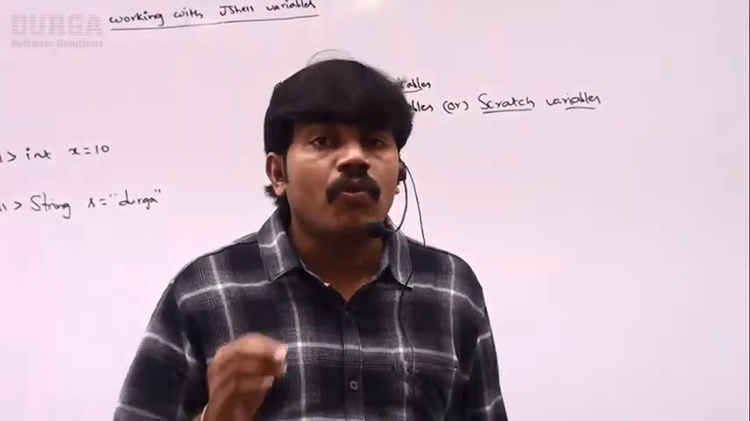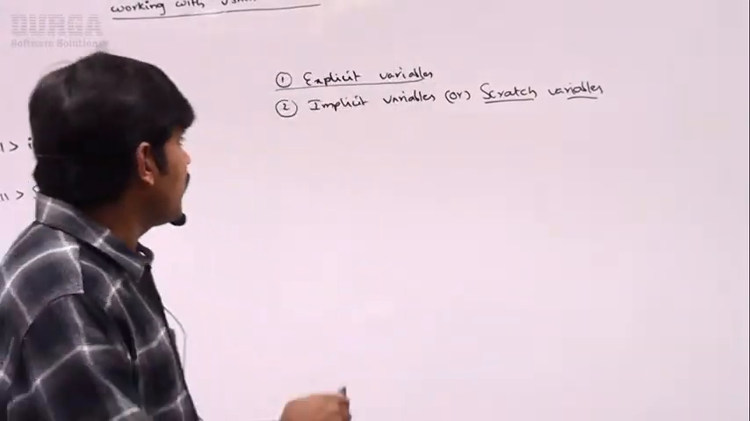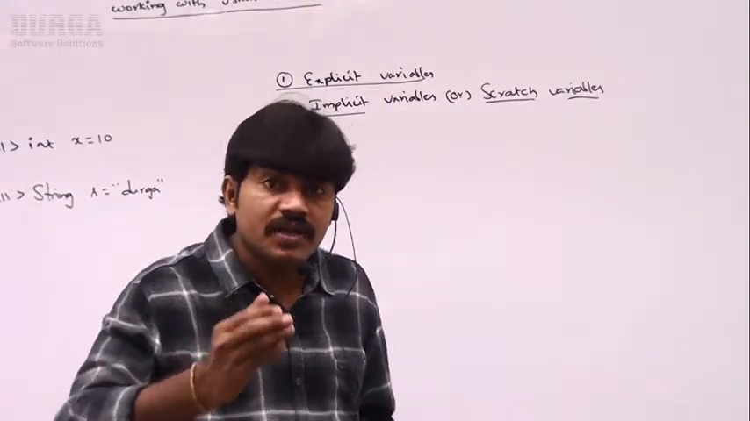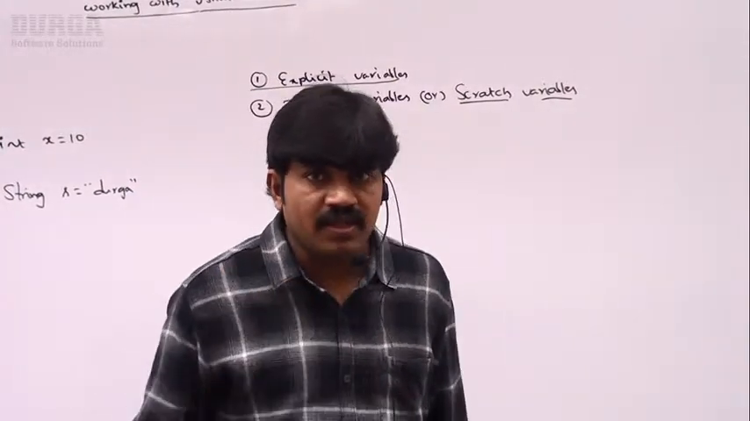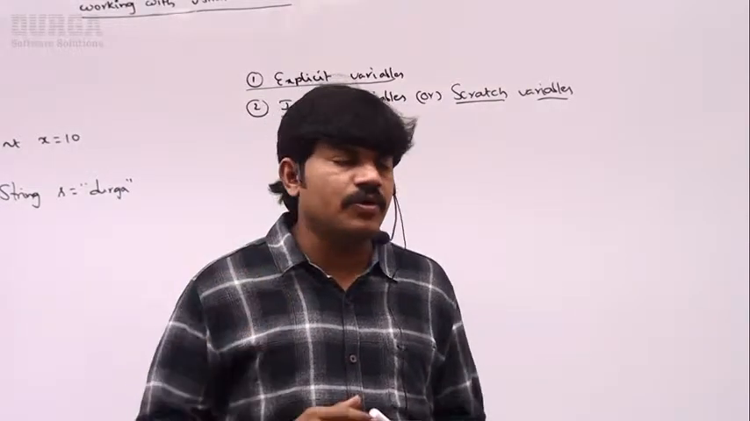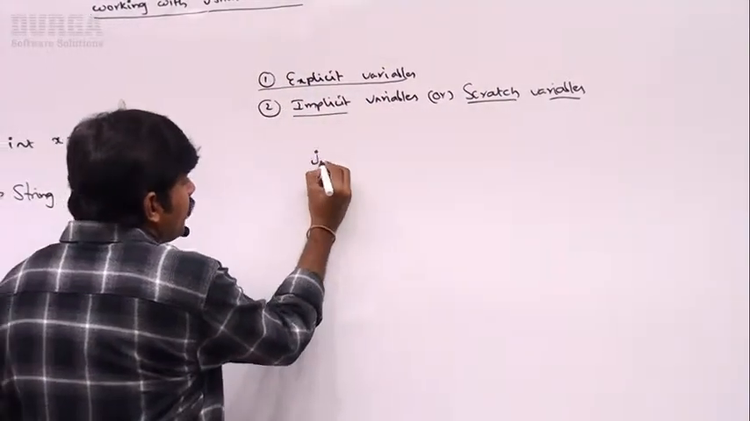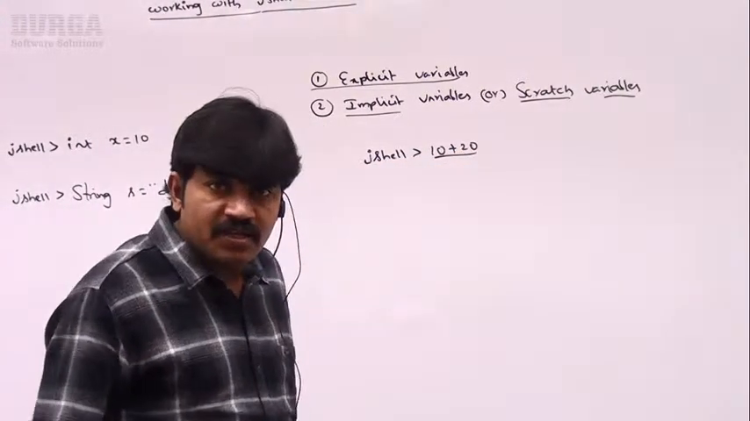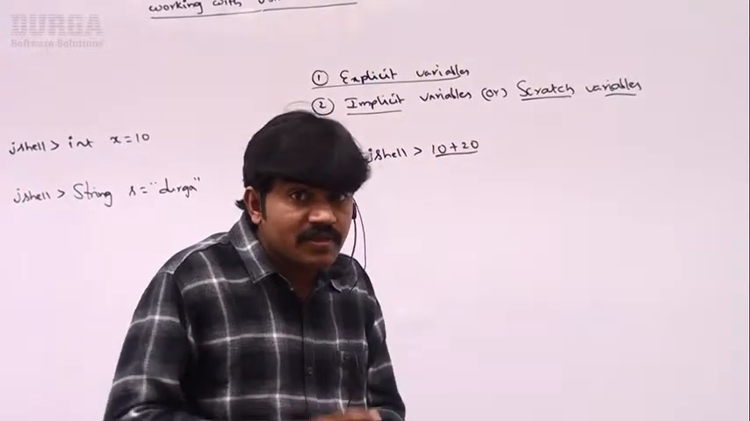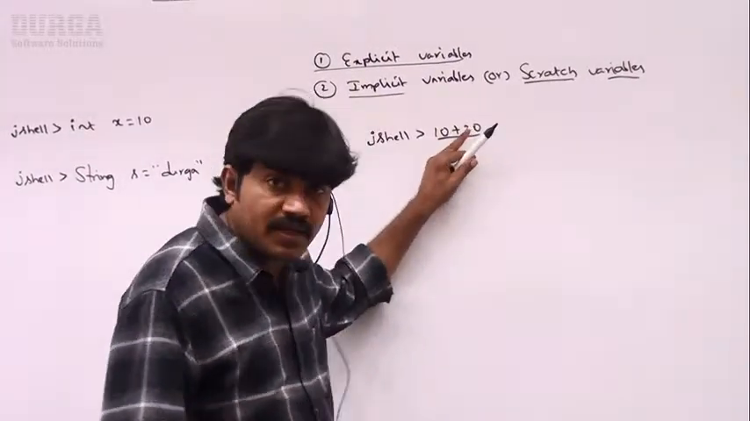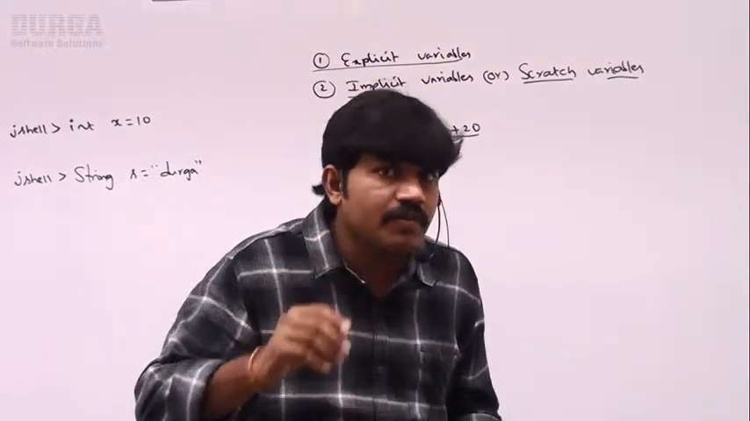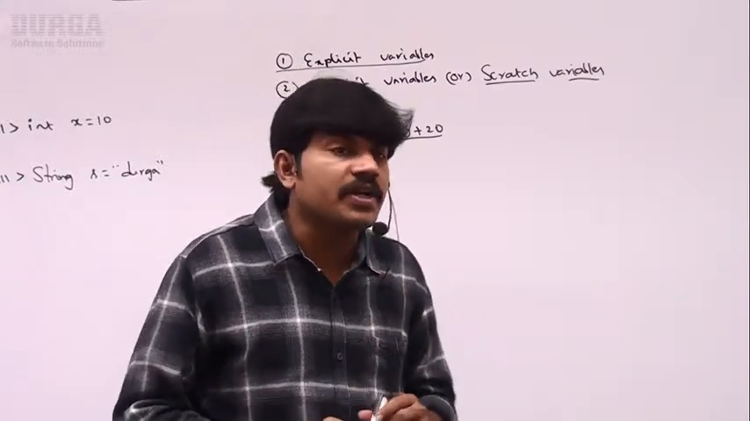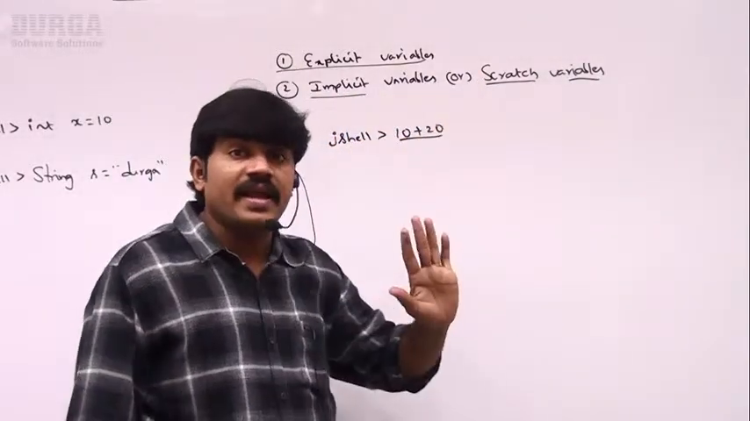Clear? Now, what are implicit variables? The name itself indicates it. Implicit variables are the variables which are created automatically by JShell to hold temporary results. Suppose I'm asking, oh JShell, can you please calculate 10 plus 20? What is the value? 30. JShell calculates 30, but to hold 30, some variable is required. That variable JShell itself is going to create. Such variables are by default considered implicit variables or scratch variables, right?